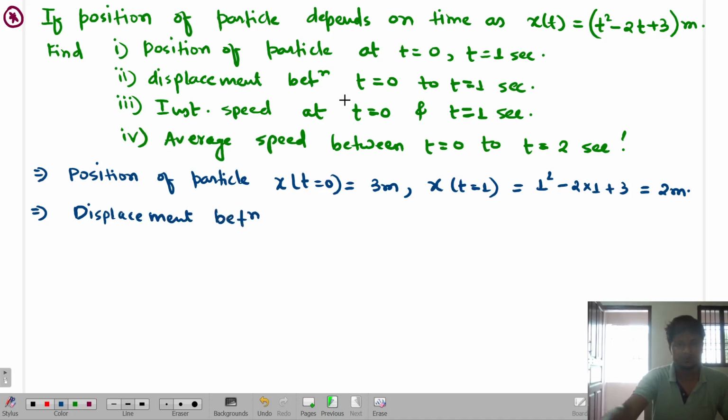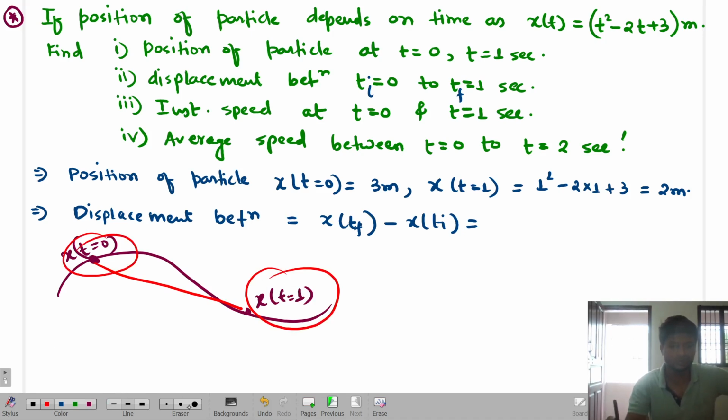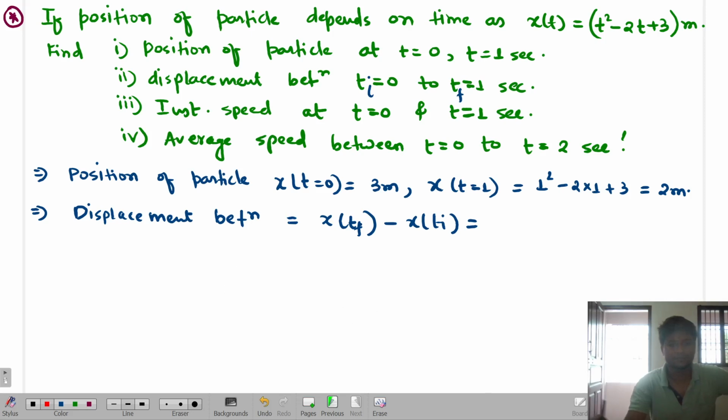Displacement between t is equal to 0 and t is equal to 1: this is t initial and this is t final. So displacement is nothing but position at t final minus position at t initial. Can you imagine it? Basically, if you look at the graph, this is some position coordinate at t is equal to 0, and this is some position coordinate at t is equal to 1. If I join them by a straight line between these 2 points, this is displacement. So displacement is this position minus this position. Are you able to get me or not? Clear?